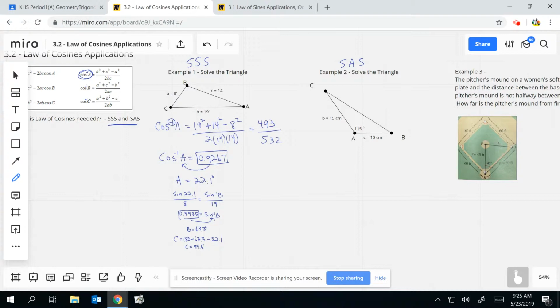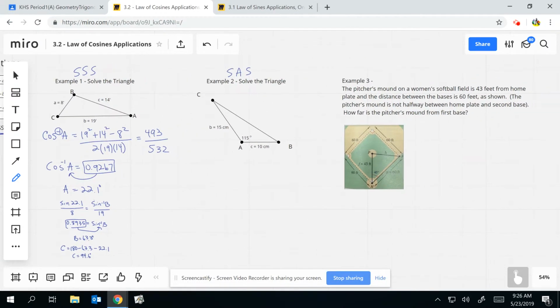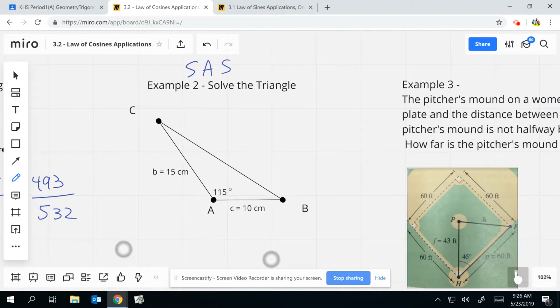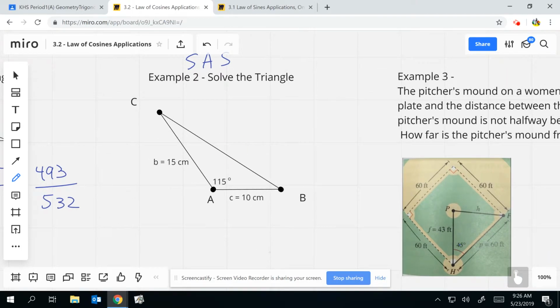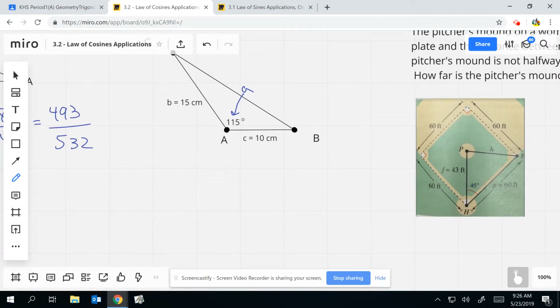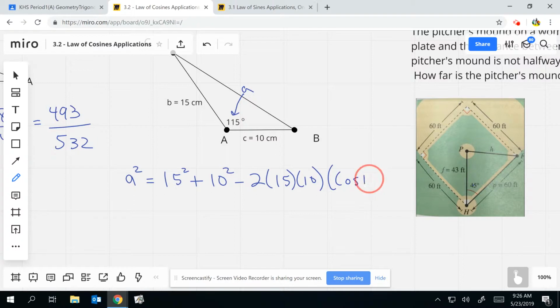So if you ever have a problem where you got all three sides, this is a good example to look at. If you get a problem that has side angle side, okay, we are going to need to find little a first in this one because you have angle A. So we're going to need to use the other side of that formula, and it's going to be a squared equals b squared, which would be 15 squared, plus c squared, which would be 10 squared, minus 2 times 15 times 10 times the cosine of 115.